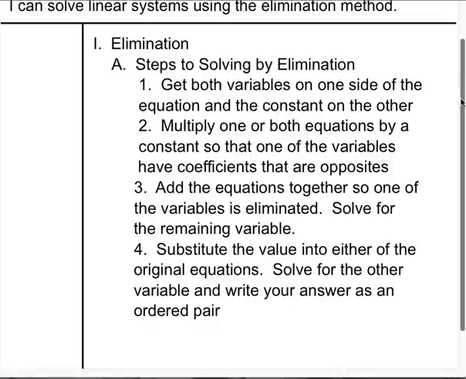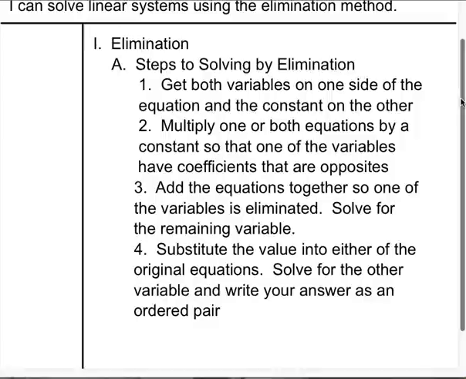So the first thing you want to do is get the equations so that they look the same. It's easiest if both the variables are on one side and the constant, what it's equal to, is on the other. Then our goal is to add the equations together and get one of the variables to eliminate. Numbers that eliminate when we add are opposites. So we may have to multiply one or both of the equations by a constant so that the coefficients are opposites and they'll cancel.